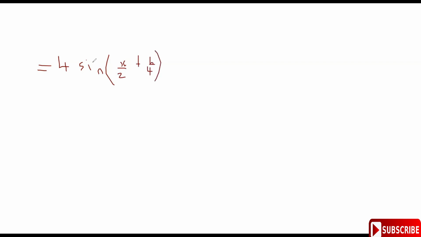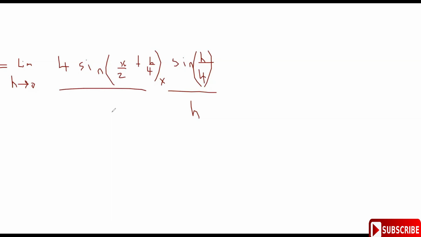And remember, this is a limit, so can't leave off the limit, where f prime is now equal to the limit as h tends to 0 of 4 times the sine of x over 2 plus h over 4 times the sine of h over 4, all over h. But instead of saying all over h, look what I'm going to do. I'm going to put this part as being over h and put a times here and put this part as being over 1.